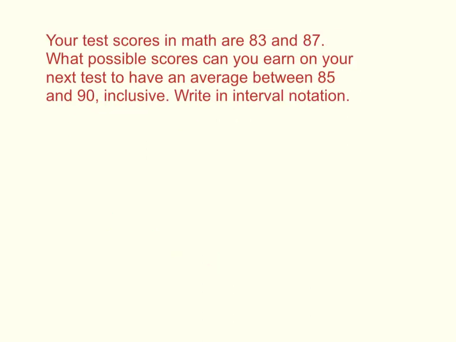These are a little more difficult. Your test scores in math are 83 and 87. What possible scores can you earn on your next test to have an average between 85 and 90 inclusive? Write in interval notation. So this deals with averages, and we know in averages we have to add and divide. Right now we have 2 test scores, but we're going to have a third one. So we know we have 83 plus 87 plus an unknown test score, and we're going to divide that by 3 because there are 3 tests.